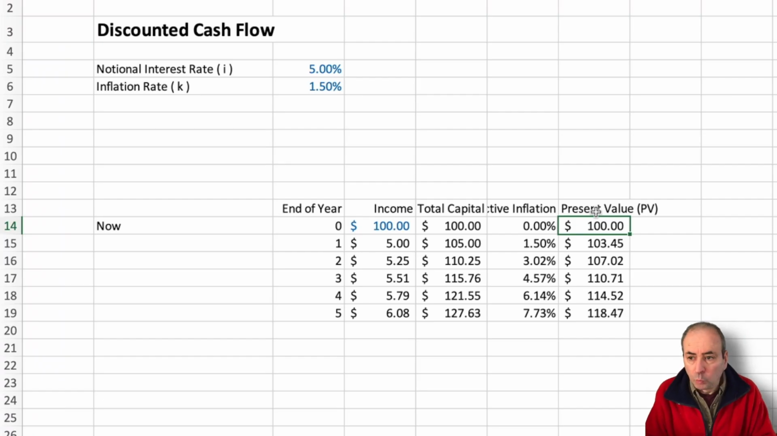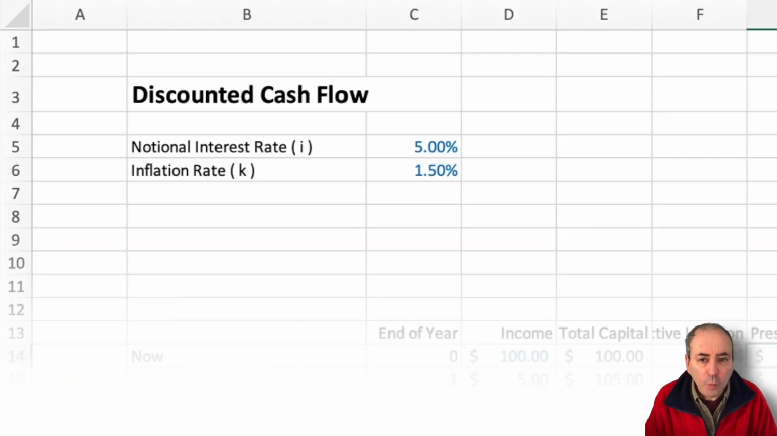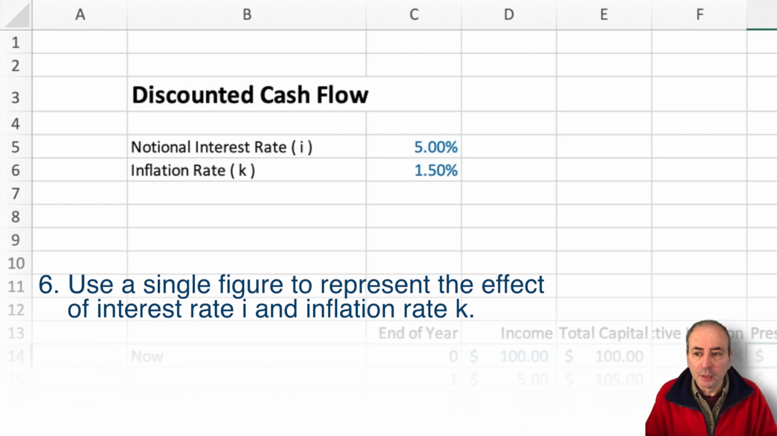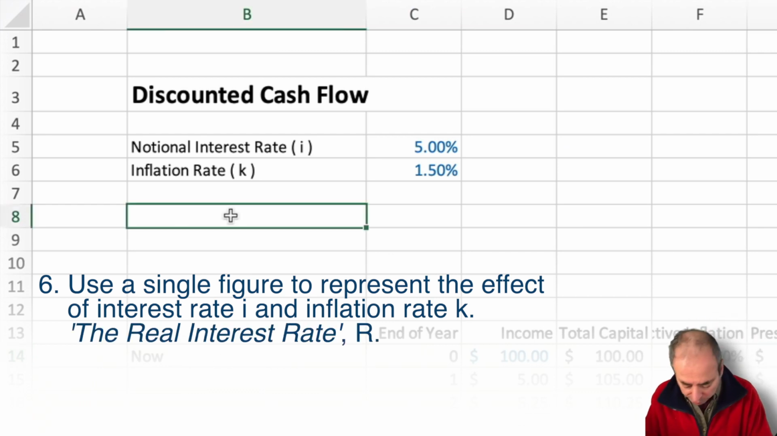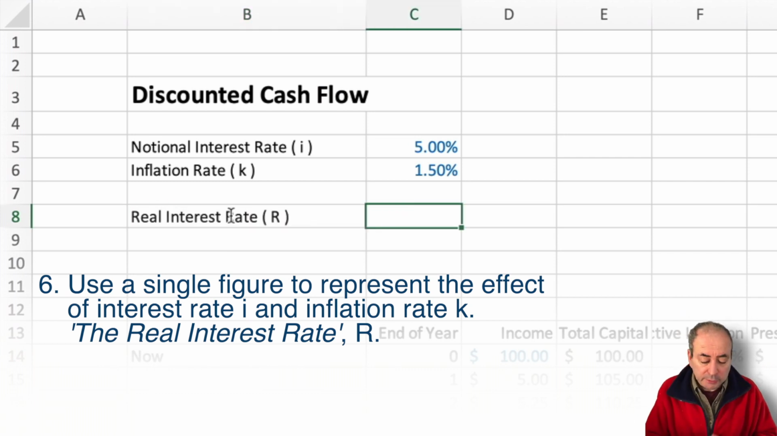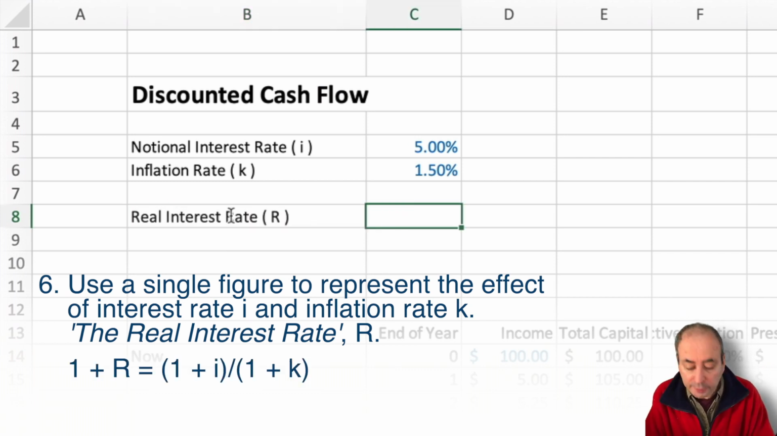Now, we've got a notional interest rate and we've also got an inflation rate. Putting these both in one at a time takes longer than we might need to. We can actually use a single figure to represent the effect of the interest rate I and the inflation rate K. And in economic terms, that is known as the real interest rate. We say that 1 plus the real interest rate is equal to 1 plus the notional interest rate divided by 1 plus the inflation rate.